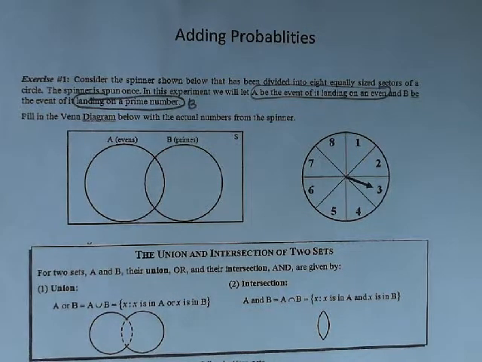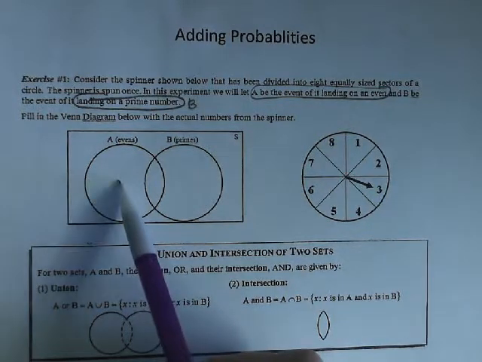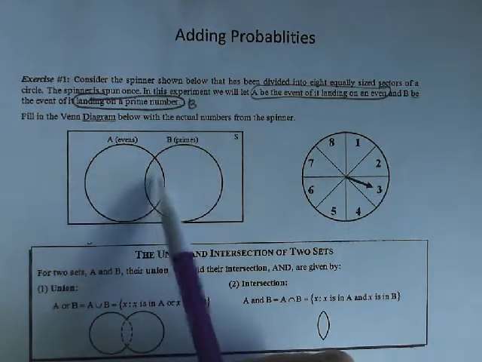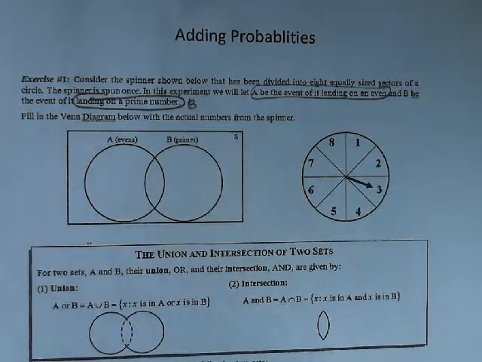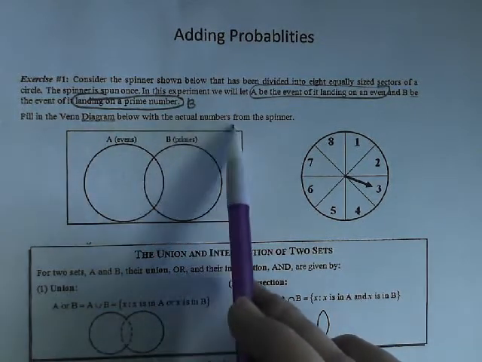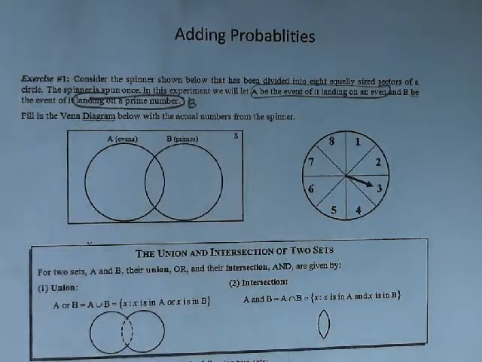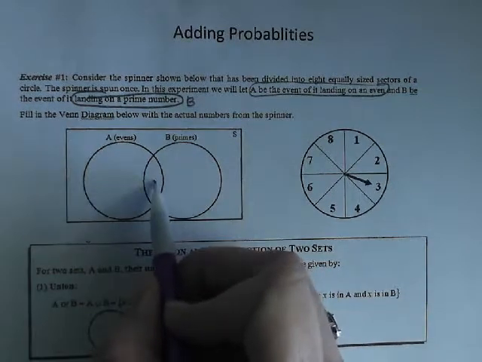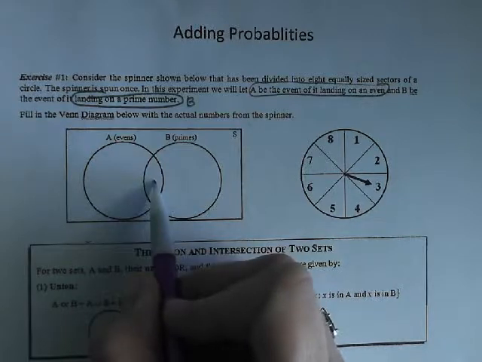When we introduced Venn diagrams on Friday, we filled in the Venn diagram with just the total number of elements in each section, which is the traditional way of filling in a Venn diagram. This, however, does say to fill in the Venn diagram with the actual numbers from the spinner. So, like we should with Venn diagrams, we start inside out. So, we want to start with the overlapping section. That's just the way you should start Venn diagrams.